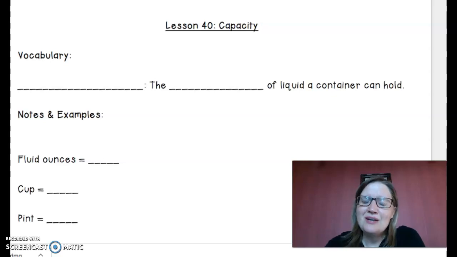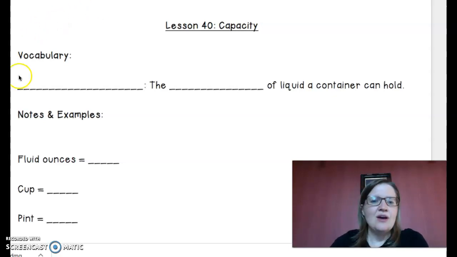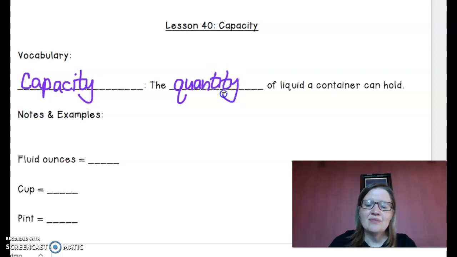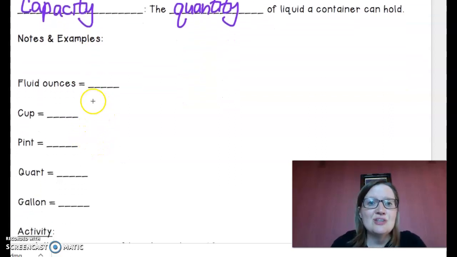Hi friends, I did a beginning for lesson 40 on capacity, and this is going to serve as our practice set and also to fill in some of our notes. As we were talking today, we were talking about capacity, and capacity is the quantity of liquid a container can hold.